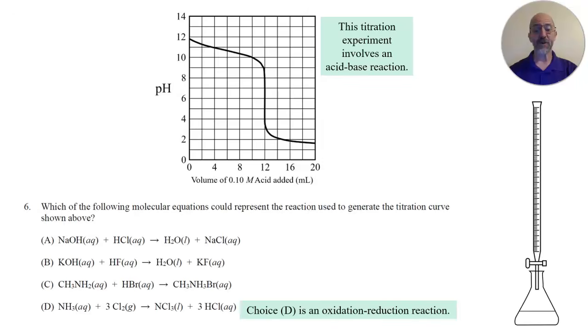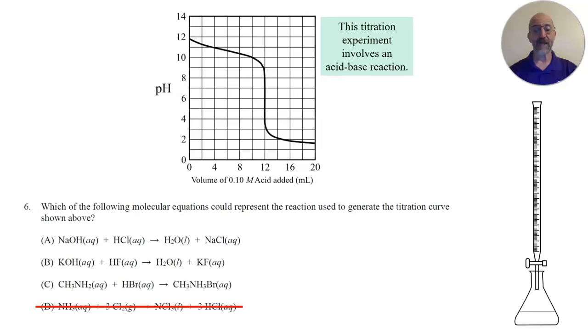So if you take a look at choice D, that's not the correct answer because NH3, which happens to be a weak base, is not being a proton acceptor at all. And Cl2 is not being a proton donor or an acceptor or anything. So that is an oxidation reduction or a redox. So I'm going to go ahead and eliminate choice D. Now, the other 3 choices, A, B, and C, involve a base reacting with an acid. But we have to choose the correct answer.